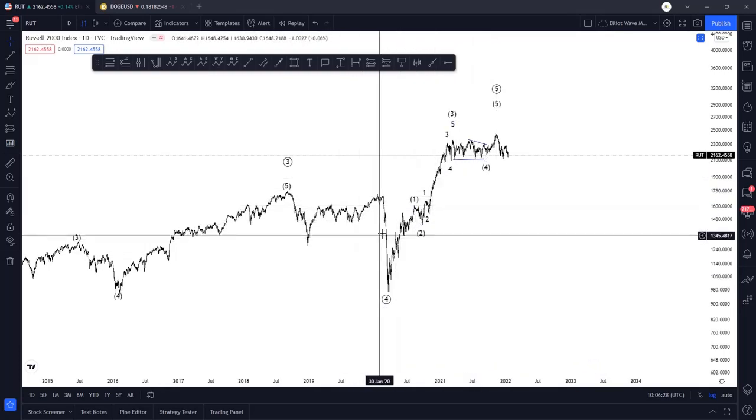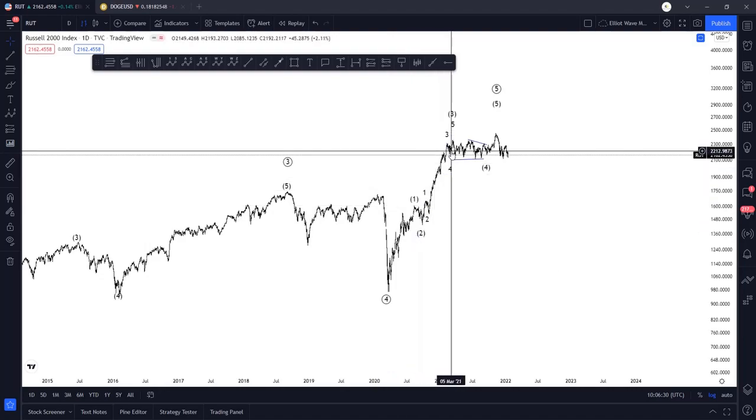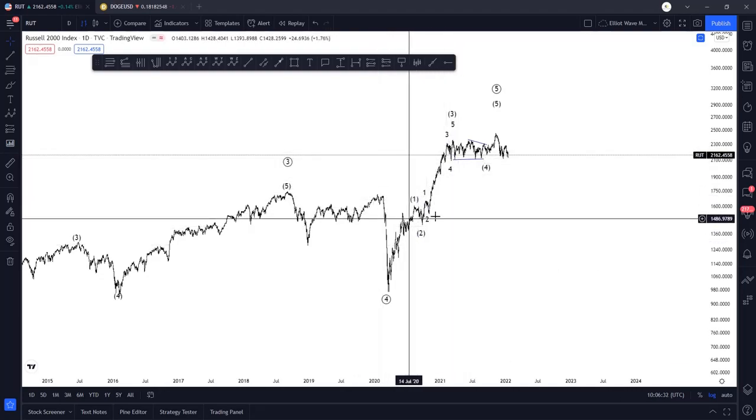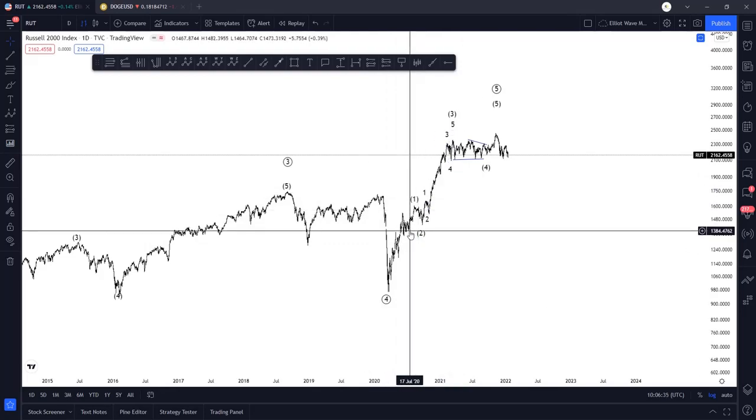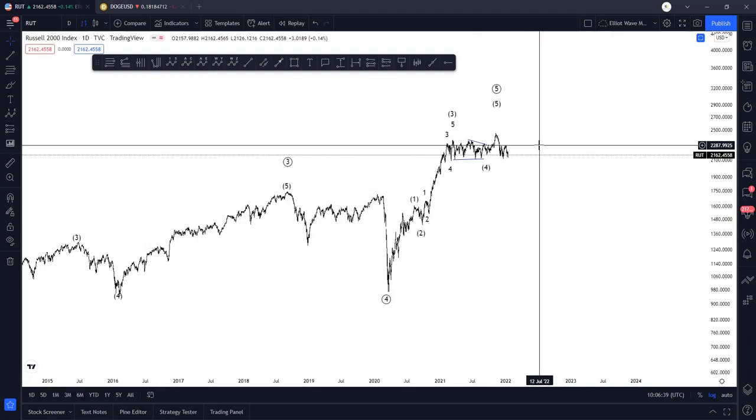Once you're able to identify the impulse waves within the market, you will be more comfortable identifying the corrective waves in the market, because after every 5 waves up, you have a 3 wave downward correction.